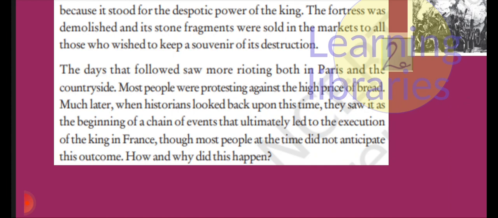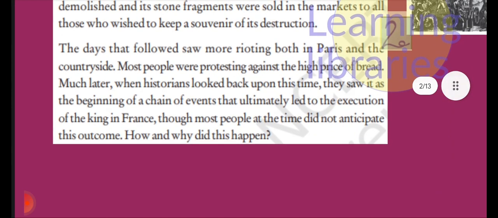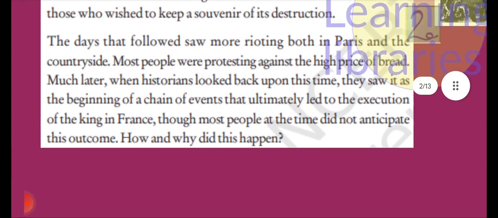Much later, when historians looked back upon this time, they saw it as the beginning of a chain of events that ultimately led to the execution of the king in France, though most people at the time did not anticipate this outcome. How and why did this happen? So basically, people wanted to punish the king, and this incident which happened in France set a stage for revolution in entire Europe. France was like a torchbearer, the starter, and followed by every other European country started changing. They started bringing change in themselves, and we'll be reading in detail about the other European countries. Details have been given in 10th standard chapter 1.